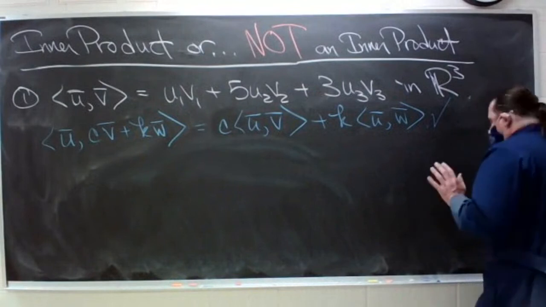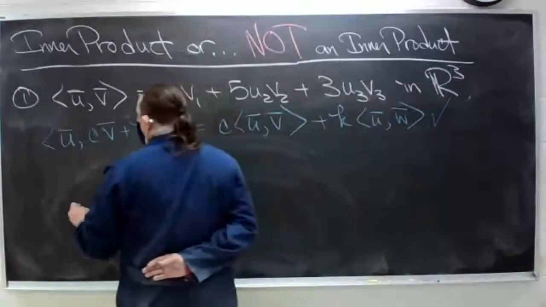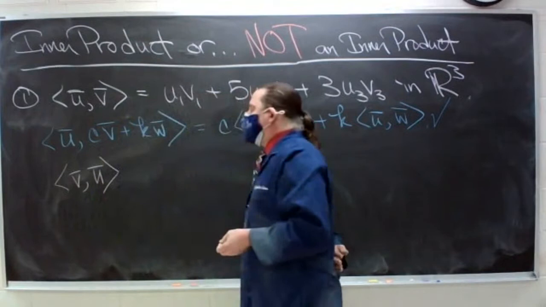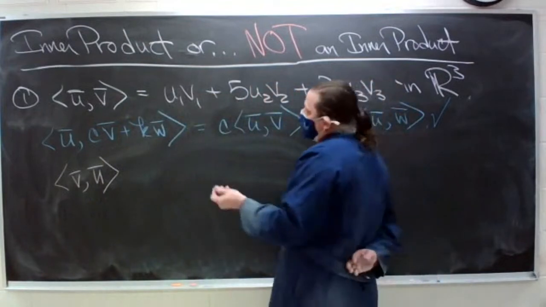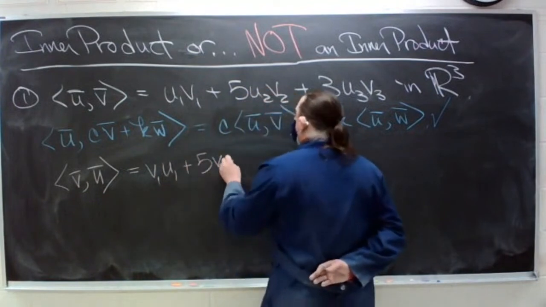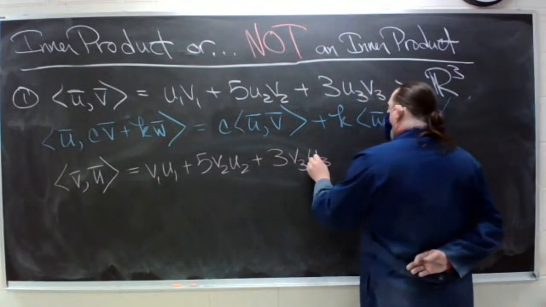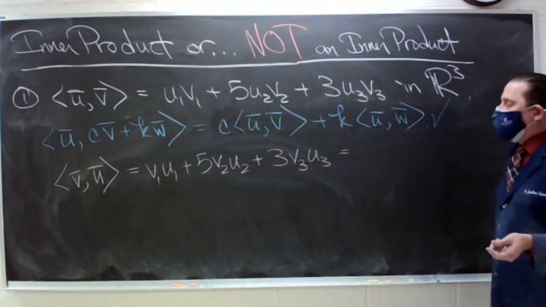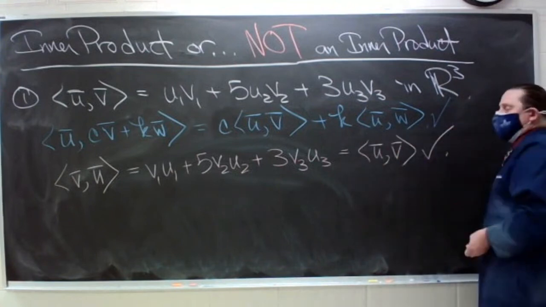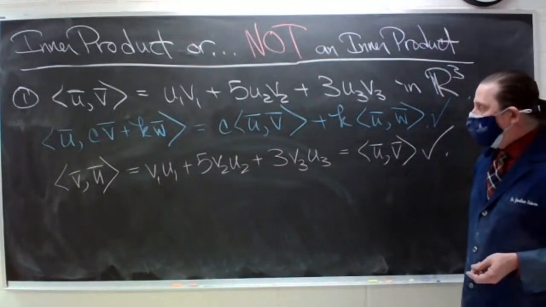What about symmetry? Remember, you don't need to worry about the complex conjugate for the time being. So symmetry, we're looking to consider v with u. That's just going to be v1 u1 plus 5 v2 u2 plus 3 v3 u3, which by the commutative property of multiplication is just u with v. So that's clearly symmetric.